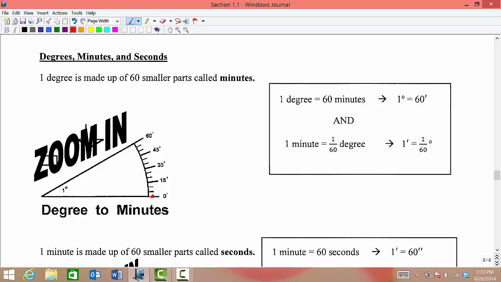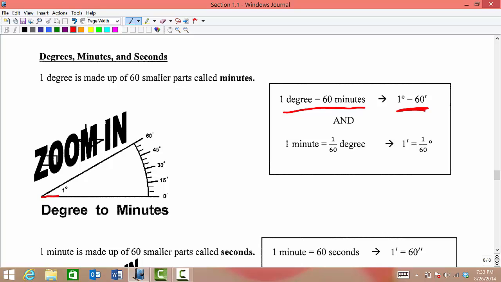So these are very, very small. They're called minutes. 1 degree is equal to 60 minutes. And when we talk about minutes, we use a little tick mark. So it'd be 1 degree is equal to 60 minutes. So that's how we would write that in notation form.